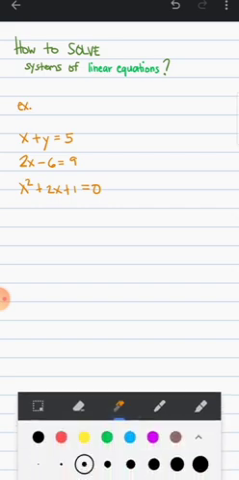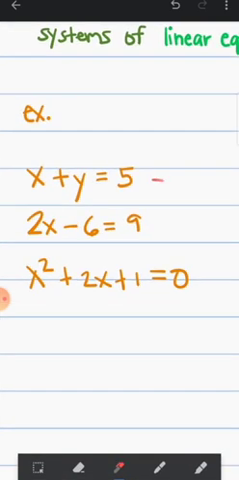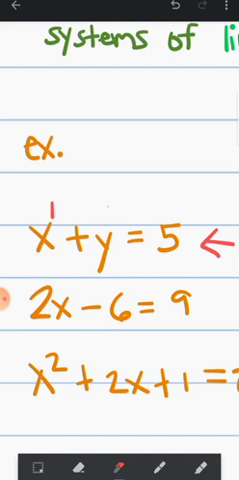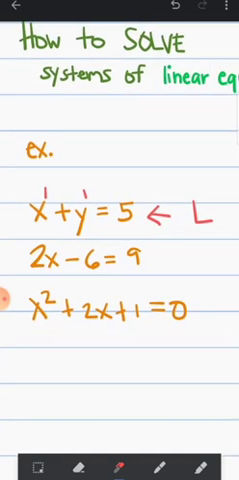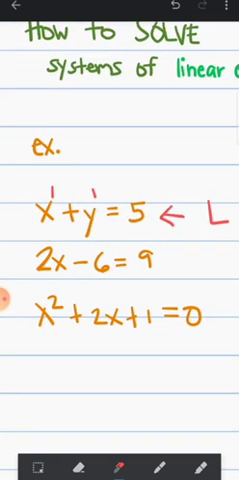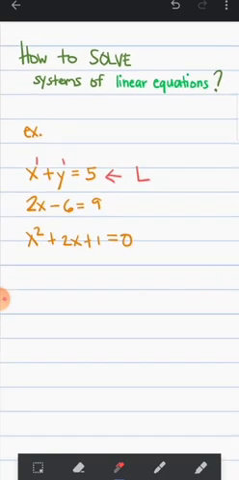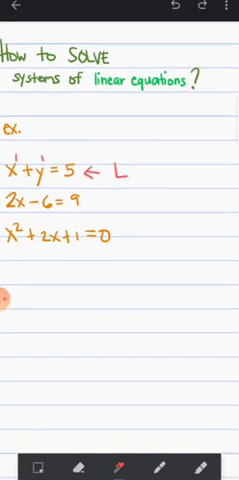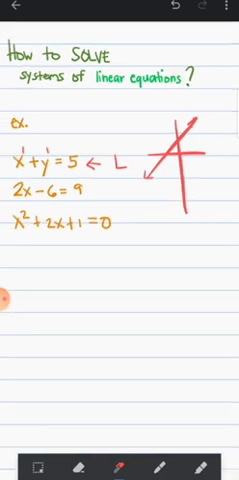So it turns out that this first example is linear because the degree of its variable is just 1. So that's x to the 1 and y to the 1. Whenever you have an equation whose highest degree is 1, you can definitely tell that it is a linear equation. And in terms of its graph, if you graph this equation, it will definitely give you a line. So that's what linear is.